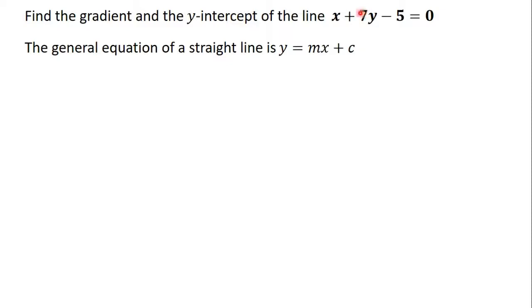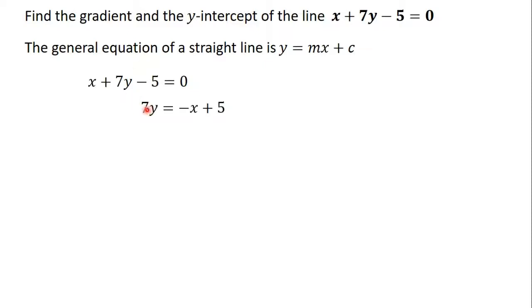The equation of the line given to us in our question is x plus 7y minus 5 is equal to 0. In order to find the gradient and the y-intercept of this straight line, we will have to express this equation in the form y is equal to mx plus c. This means that we will first have to make y the subject of the equation, and then we make sure that we have two terms on the right hand side. So let's first make y the subject of the equation.